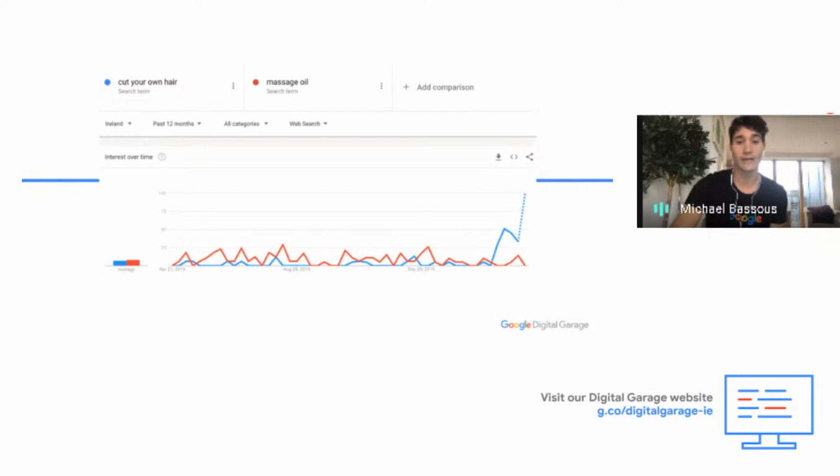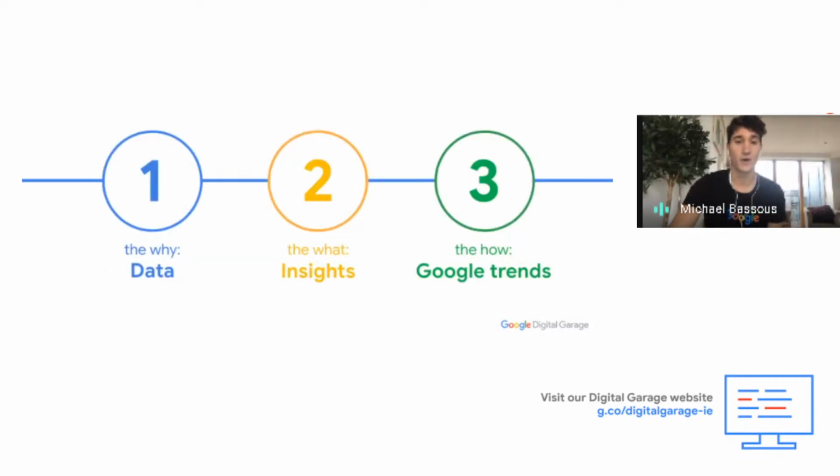We can see here that in the last 4 weeks, searches for cutting your own hair, illustrated by the blue line, have really gone up. That's also a topic that I'm personally very well versed in. Luckily, I have a roommate to have it done for me, but it's been a struggle nonetheless. For example, cutting hair definitely rose much higher than massage oil, despite massage oil being a popular search over a 12-month period. So that's the kind of real time that we're talking about.